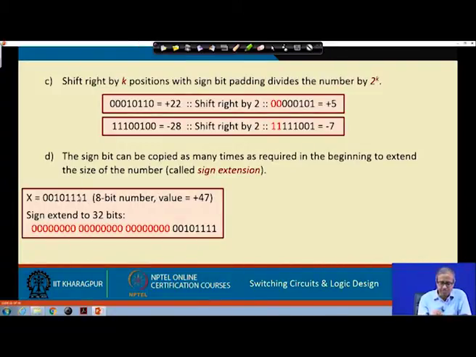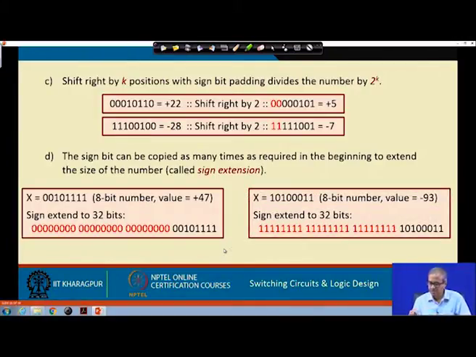Now, suppose I want to represent this number in 32 bits. So, I have this representation and I add 24 zeros in the beginning. This is called sign extension. So, you can check this number will also represent plus 47. The same thing holds for a negative number also. The only rule is that you are replicating the sign bit, not adding 0 like here. The sign bit was 1. This is the representation of minus 93, this also you can check.